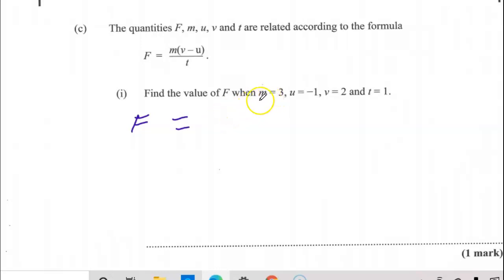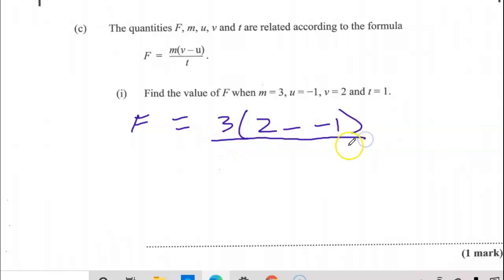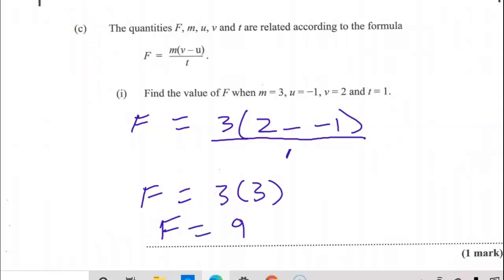Alright, so we have been given some values here, so we make direct substitution. So m is 3, so replace m with 3. v, what's the value of v? 2 minus u. Now u is negative 1. So careful there, u is negative 1. All over t, and we're told t is 1. So hence f would be equal to 3, and the bracket is also 3. 2 minus minus 1 becomes 2 plus 1. So f would be equal to positive 9.